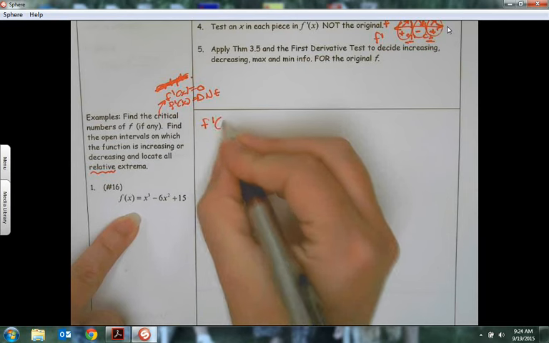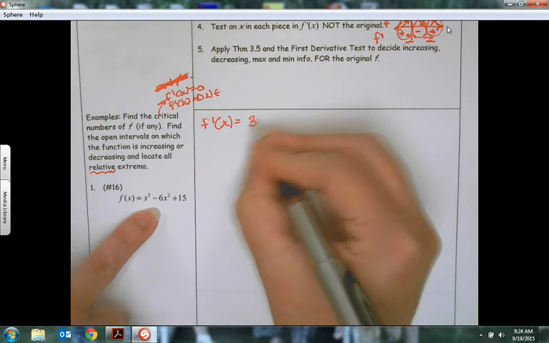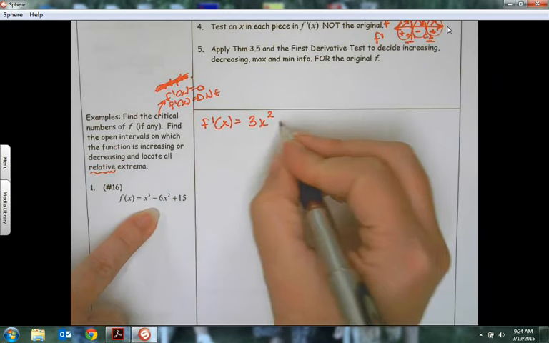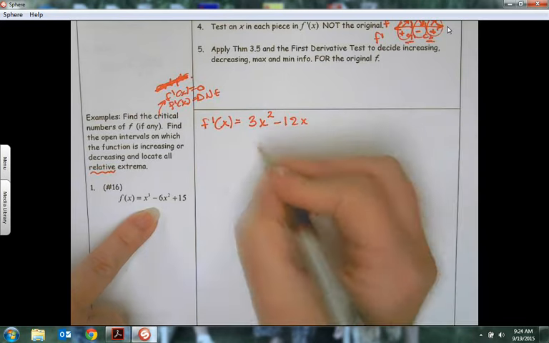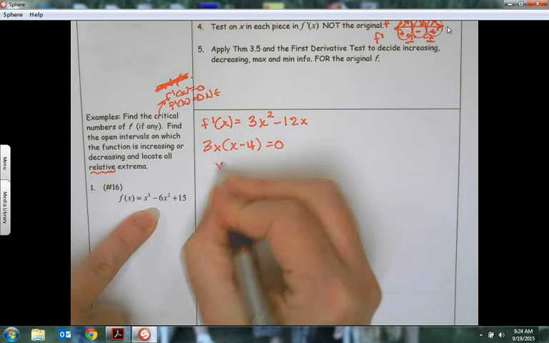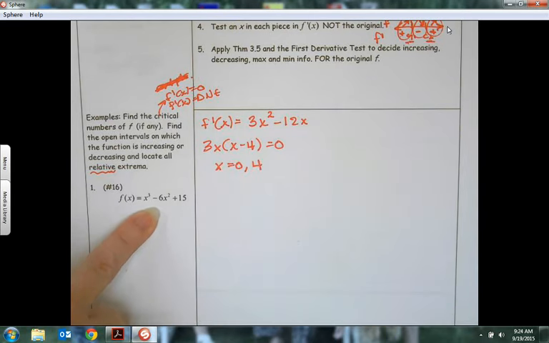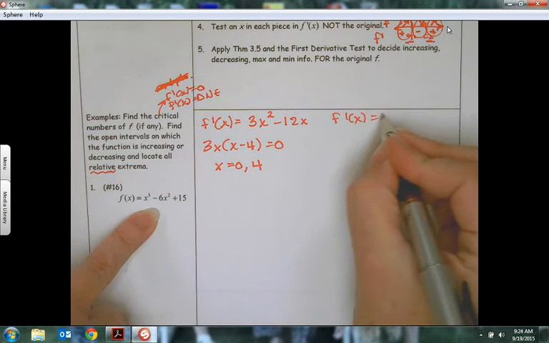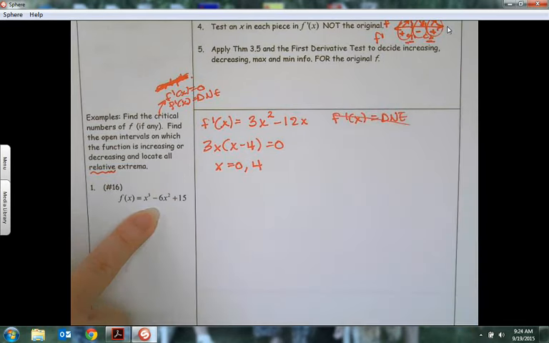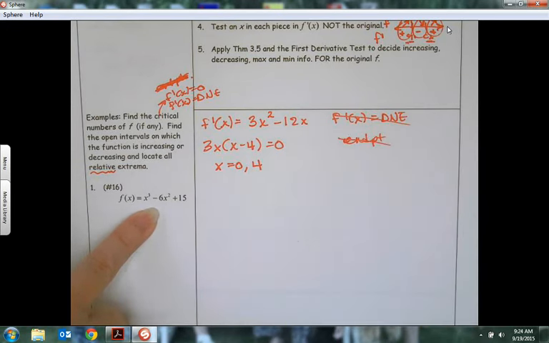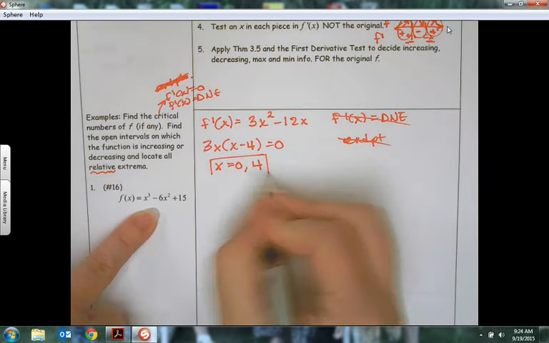Okay, so f prime of x. And you guys go find your critical numbers. Pause me, got it? Okay, so f prime of x equals DNE. We don't have that going on. And endpoints, again, I don't want because I'm looking only for relative extrema. So my only critical numbers are 0 and 4.